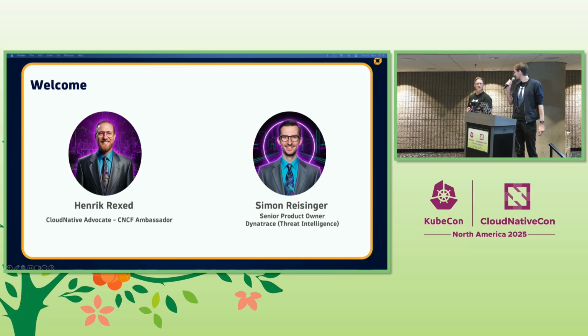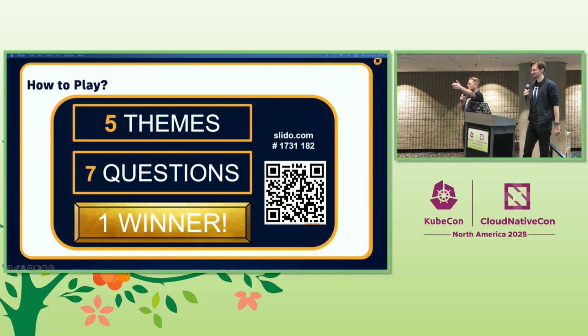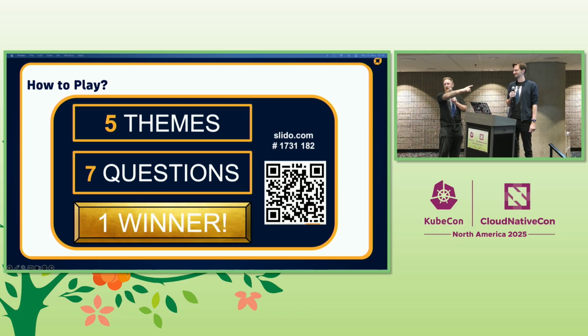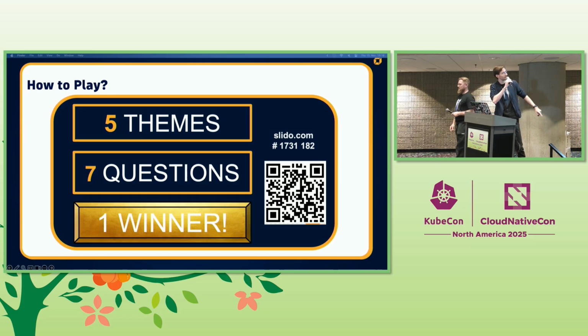But Henrik, how do we play today? Well, you've been following us, you know how to play, but let's remind those who never played. There will be 5 themes around security, of course, because we're talking about security today. There are going to be 7 questions, and there will be 1 winner. If you want to play, scan the QR code and you will join the Slido game. The fastest will get some points. So, let's start. If you can't read the numbers, it's 1731182 on slido.com, or you can scan the QR code.